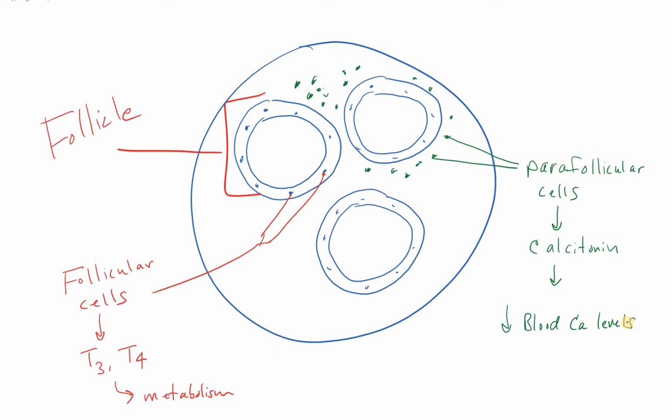Okay, inside of the follicle, you're going to find the colloid. Okay, which is basically the fluid that's inside of the follicle, and it contains thyroglobulin. Okay, thyroglobulin is a protein that's produced by the follicular cells.